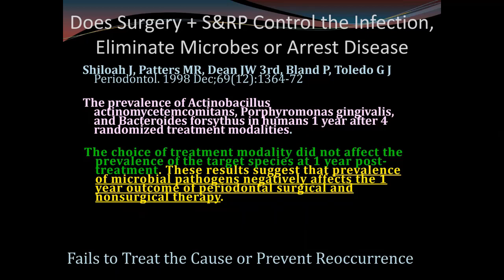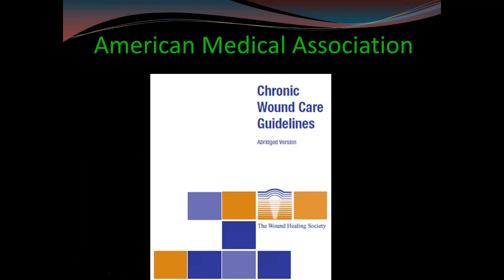You are not dealing with an acute wound. You're dealing with a chronic wound. So how do we treat chronic wounds? Well, we go back to the medical profession. They have a whole book on how you treat chronic wounds. And you can find this. It's part of the AMA, part of the Wound Healing Society guidelines.